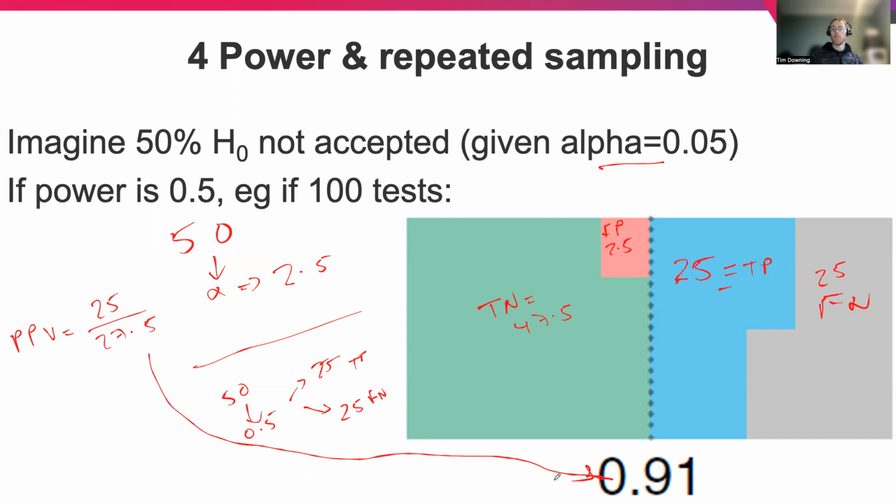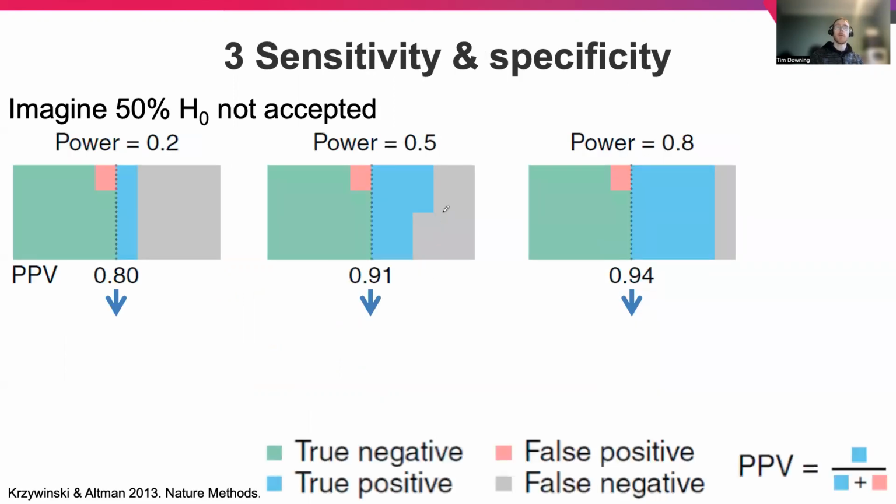Of 0.91. We can move on to further examples of this. So we can imagine a situation where we have done this multiple times. So this was our original instance here. We had 2.5 here, 47.5 here, 25, 25, and we apply different power values.